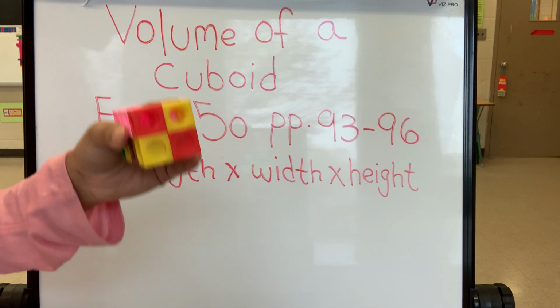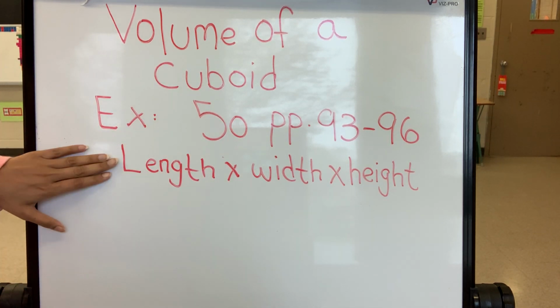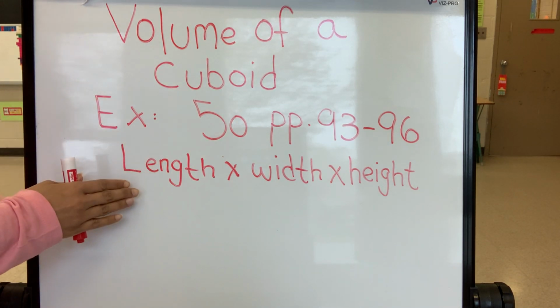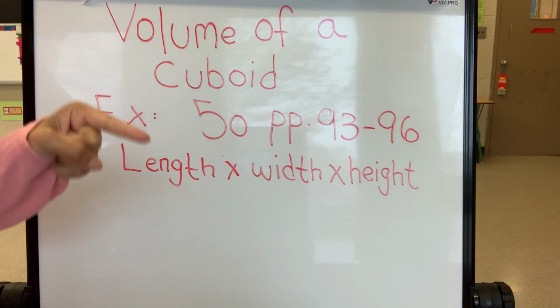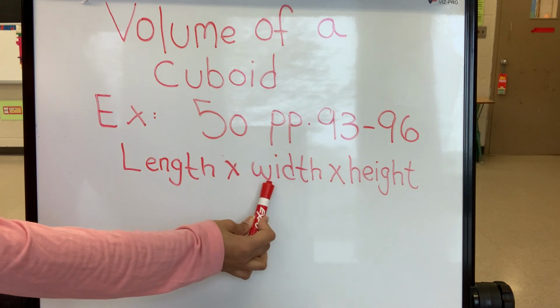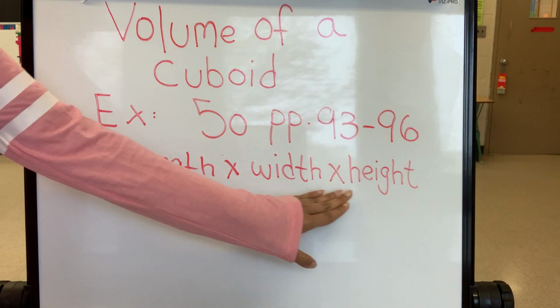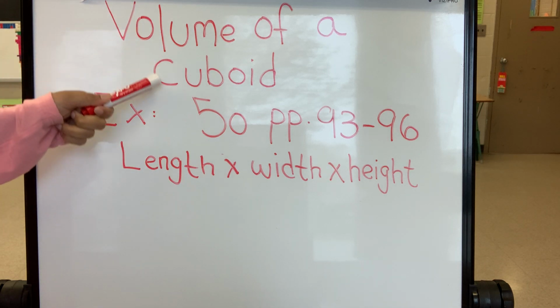Instead of counting everything, in math, there's a formula which, if we memorize it, makes math easy to do. The formula for finding out the volume of a cuboid without actually counting each and every single cube is to multiply the length by the width and by the height. So length times width times height. Okay, that's the formula for how we find the volume of a cuboid.